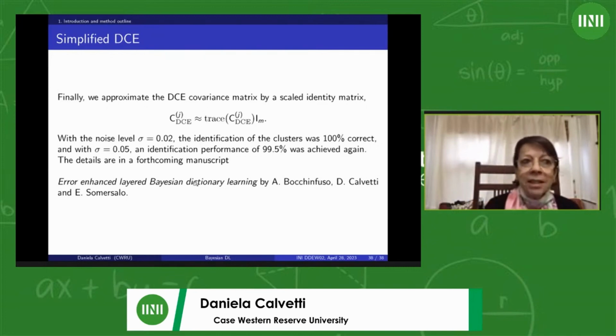And right now we're applying this to signals from MRI and tomography. Thank you.